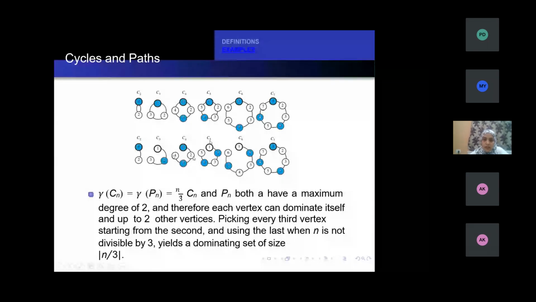Same goes with P5, P6, P7. Here the dominating set will be 2 and 4, and here it will be 2 and 5. Here it will be 1, 4, and 6. Not compulsorily you have to select these vertices in the dominating set. You can even select any other vertices also, but make sure the cardinality is minimum, the minimum number of vertices should be there in the dominating set.